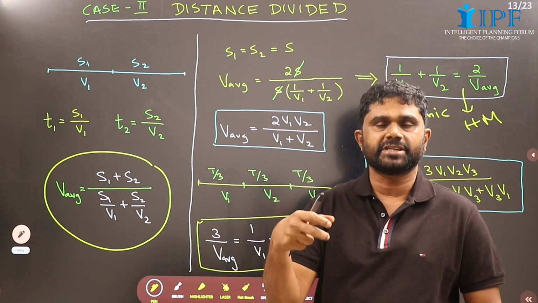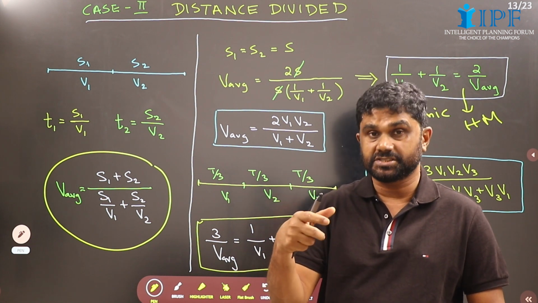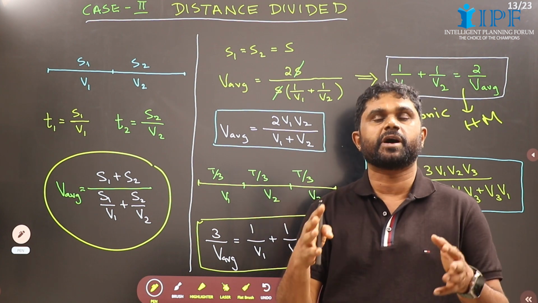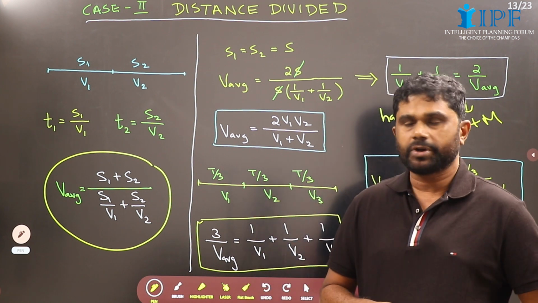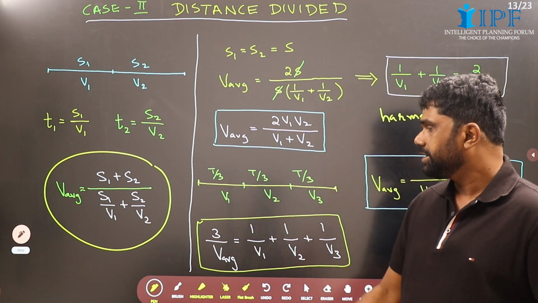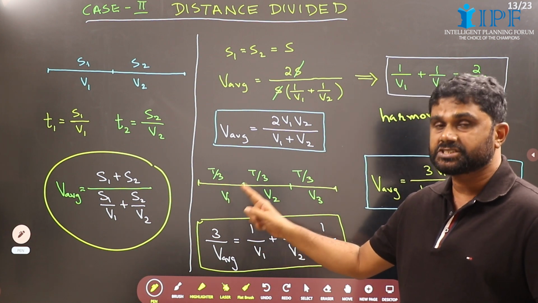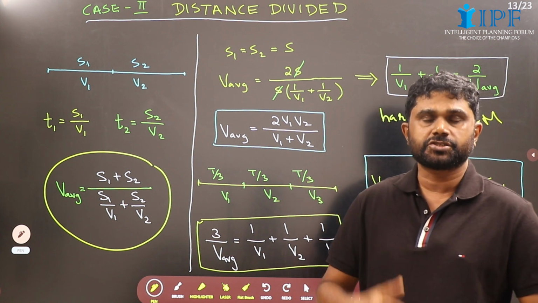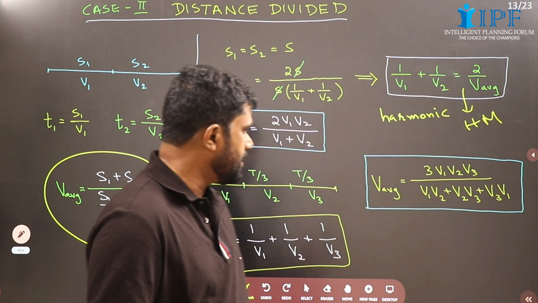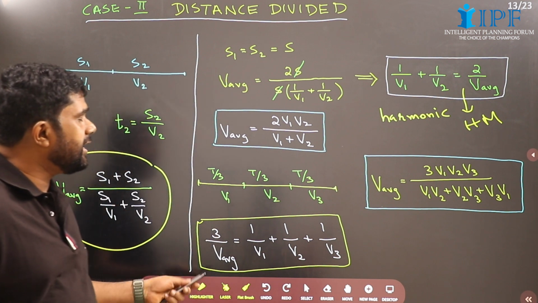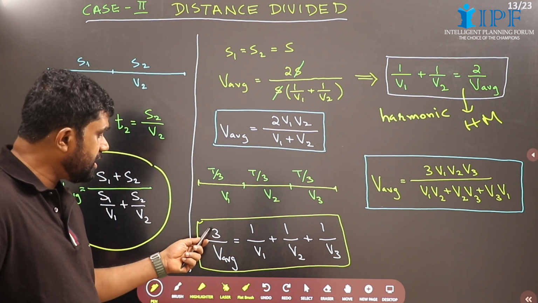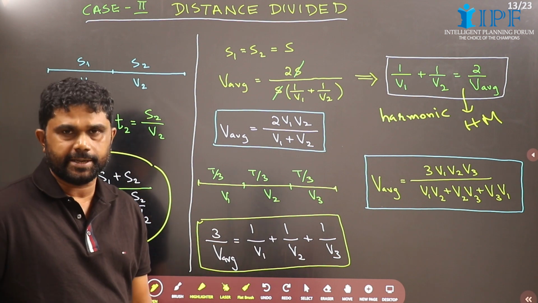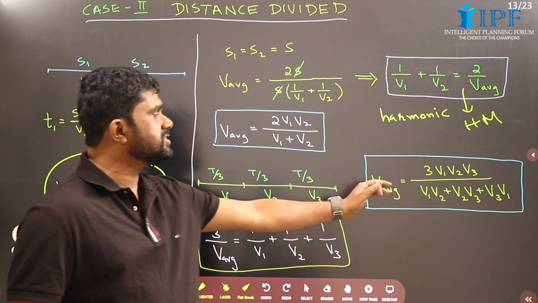Now suppose the total distance traveled is divided into 3 equal parts. In the example that we have considered, the total distance is 60 km. It is divided into 3 equal parts, meaning each part will be 20 km. So the first 20 km is covered with a speed v1, the next 20 km at a speed v2, and the last 20 km at a speed v3. The average speed, again the harmonic mean: 3 over v average equals 1 by v1 plus 1 by v2 plus 1 by v3. And when you simplify this, this will be the result.